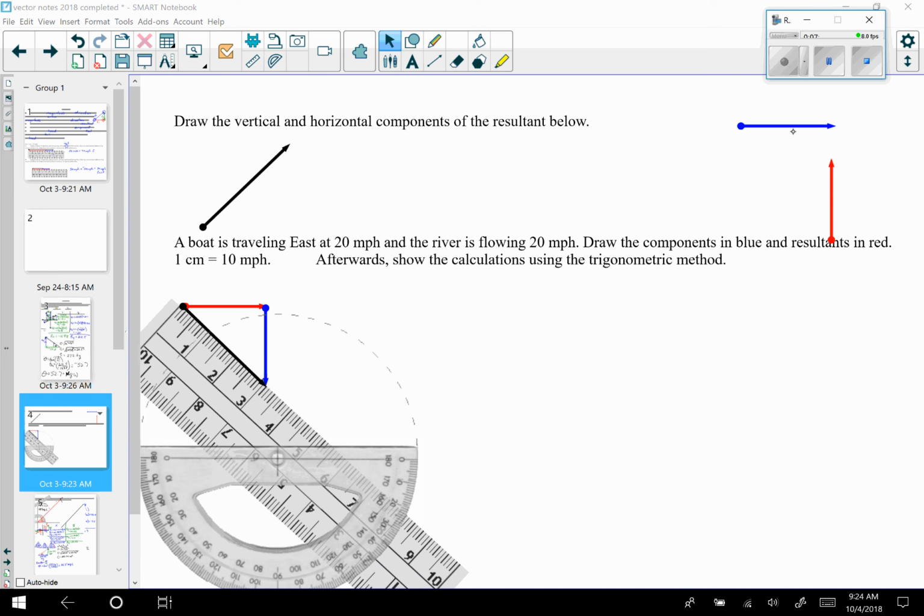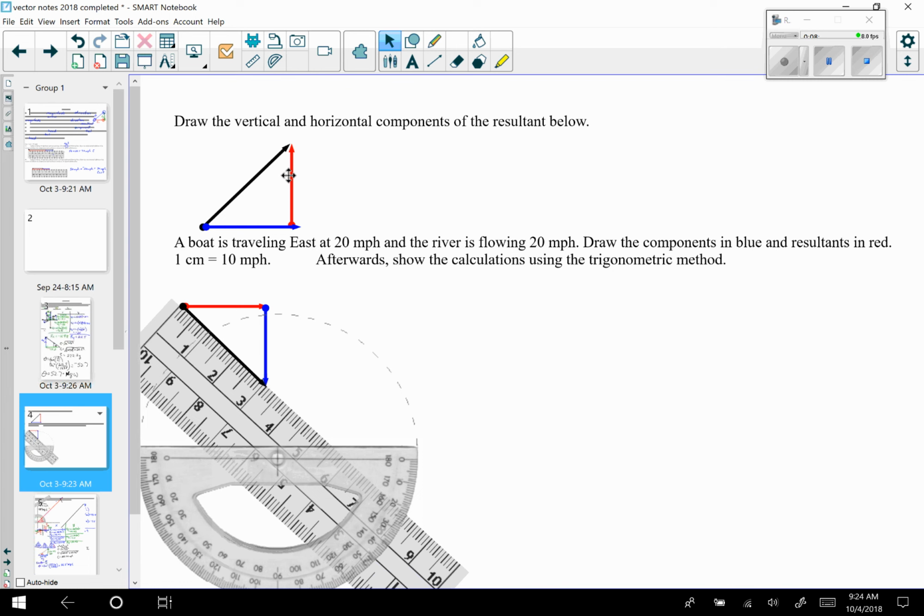So the horizontal component, whoops, what just happened? Sorry, I think I just paused it. Did I? No, I don't guess I did. Anyway, the horizontal component is going to be however long that arrow is in the horizontal direction. And the vertical component is going to be however long that vector is in the vertical direction. So that's all you do to draw horizontal and vertical components.